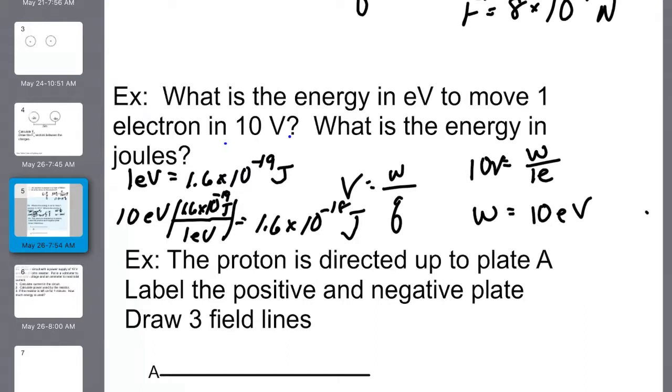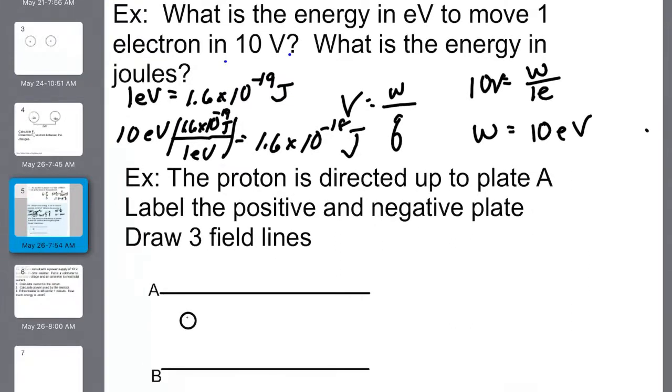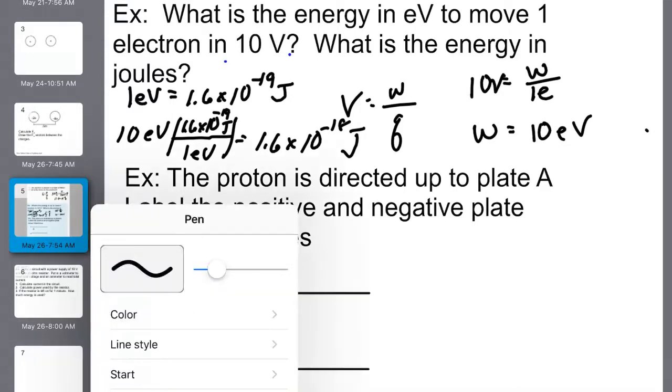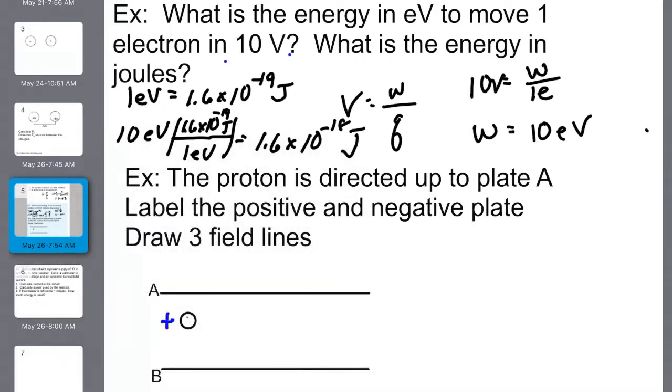Our next problem, we have a proton and it's directed up towards plate A. So if we have a proton, we know that that's a positive charge, and if it's directed up towards plate A, it must be attracted to plate A, and therefore that must be a negative charge. Plate B would then be a positive charge. And our three field lines, we know they go from positive to negative. Positive people give, negative people take. So straight lines going up.